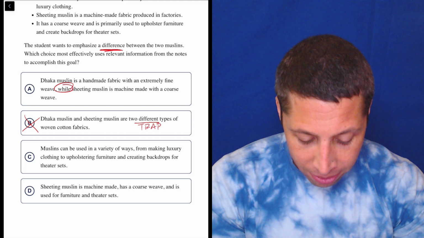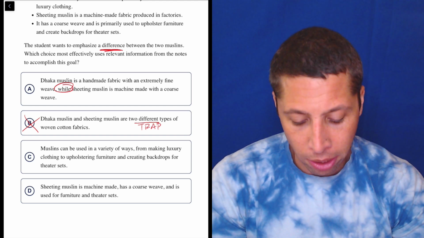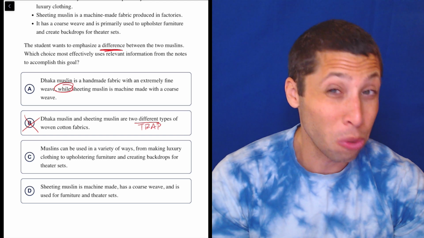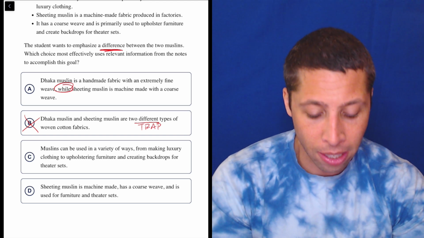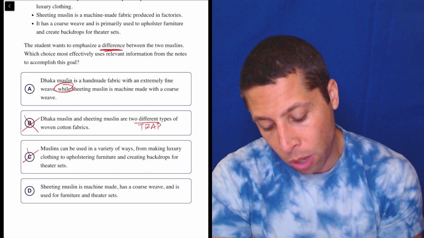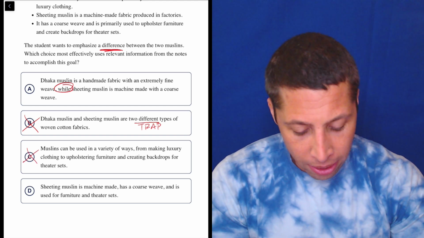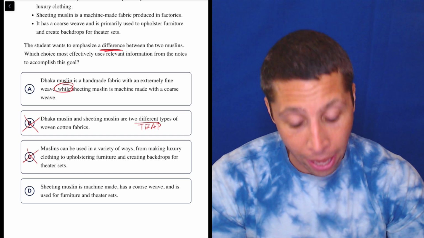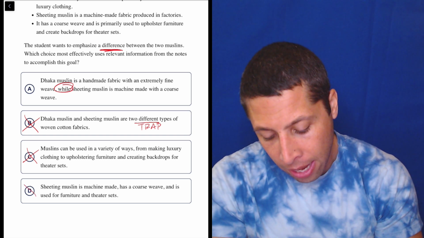C, muslins can be used in a variety of ways, from making luxury clothing to upholstering furniture and creating backdrops for theater sets. Well, those are different ways of using it, but it's not contrasting, showing a difference between these two different types. It doesn't mention any type of muslin, so no. D, sheeting muslin is machine made, has a coarse weave, and is used for furniture and theater sets. Okay, well, what about the other type? It doesn't say. So it's definitely A.